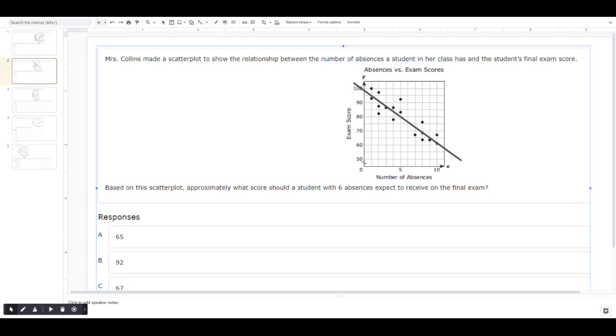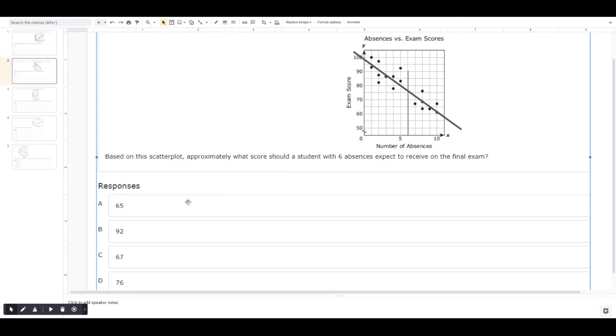It asks us about 6 absences, so that would be this one right here. And we can see that student would expect to get somewhere between a 75 and an 80 in this general area, probably closer to 75. But right where those two lines cross each other is where we're looking for an answer. You got 65, 92, 67, 76. A 76 would be that student's expected grade on the exam. Now, could that kid that missed 6 days come up and make a 92? Yeah, absolutely. Not at all saying that that couldn't happen, saying that the data shows they would be right there in that range.